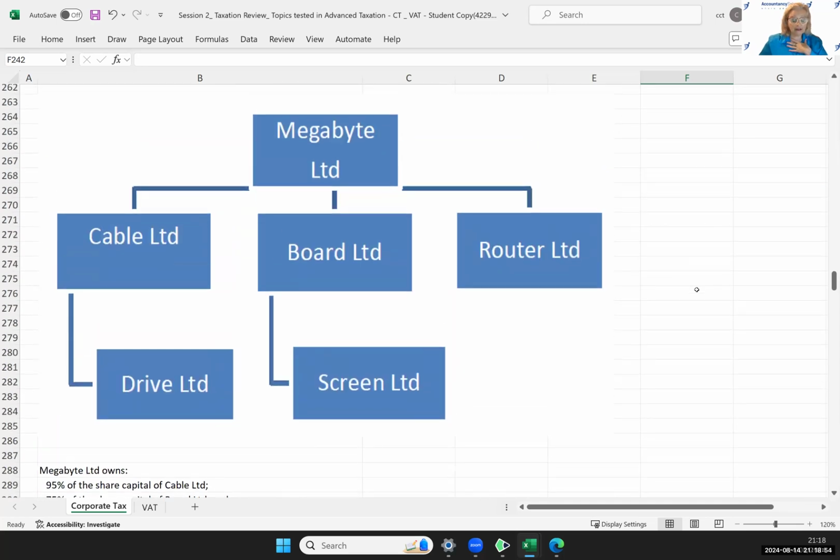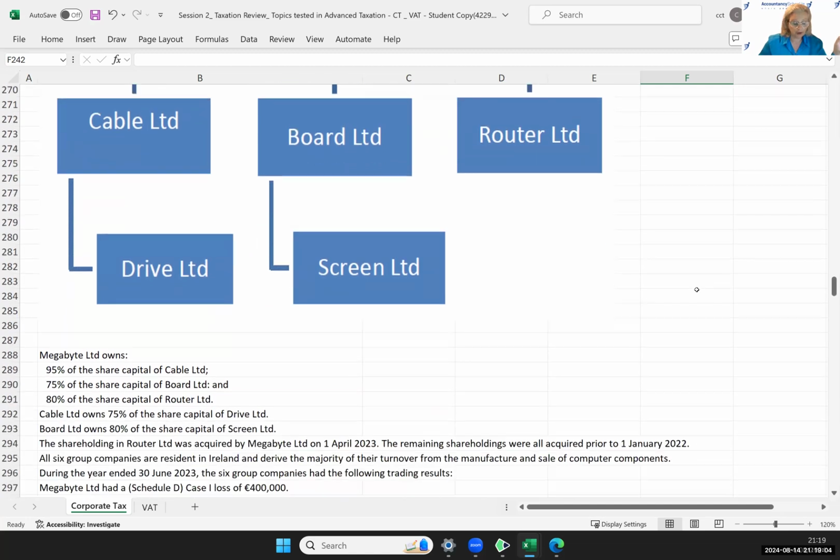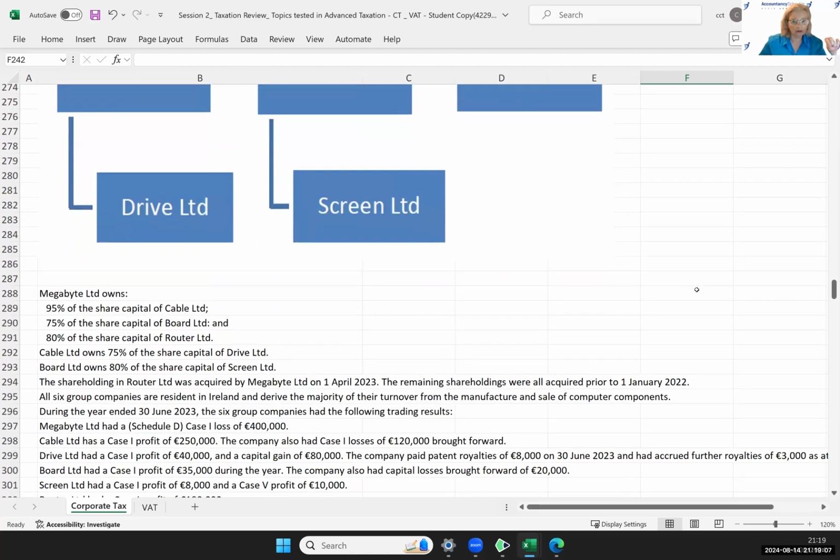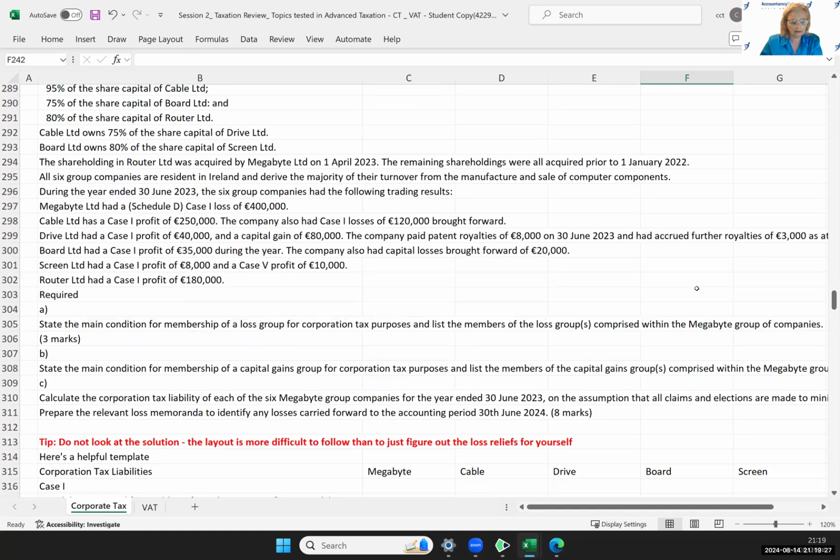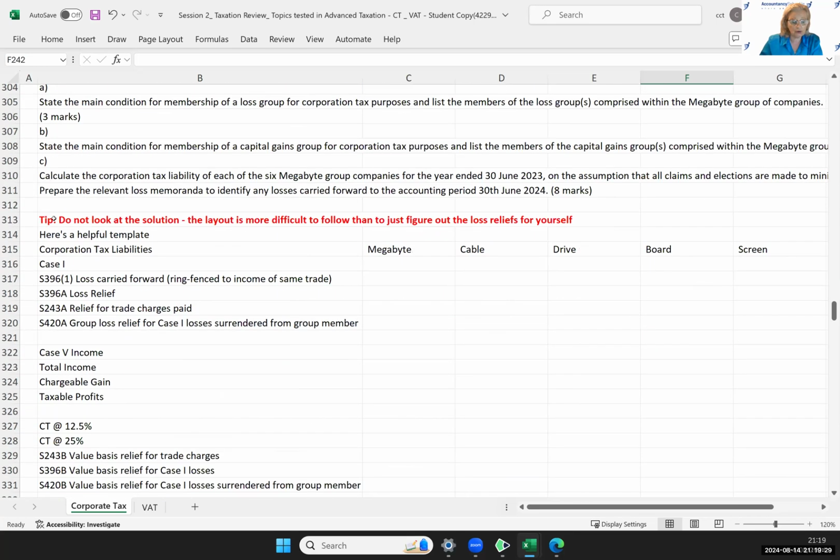Now, when I say it's a humdinger, there's nothing in it that's advanced tax. It's all from the taxation paper. Okay. But it will illustrate to you the importance of understanding what was covered in those papers, whether you were exempt, whether you studied it 40 years ago, or whether you have just studied that subject more recently. It's assumed you know that stuff.